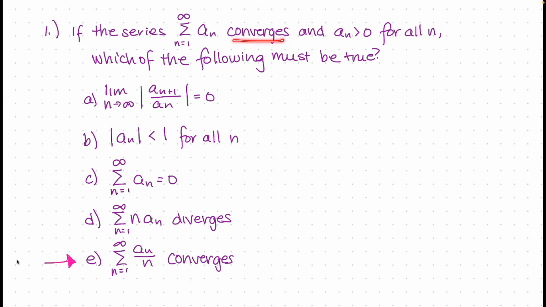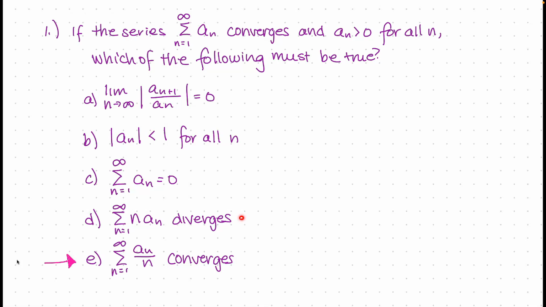Just because something converges doesn't mean that the sum is 0. In fact, most often it's not. And then as far as D and E go, E is easy to explain because if the series already converges, if we divide by something bigger than 1, which n is always going to be bigger than 1, it's just going to make it even smaller. So that makes sense that this converges.